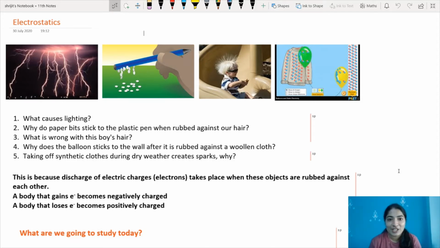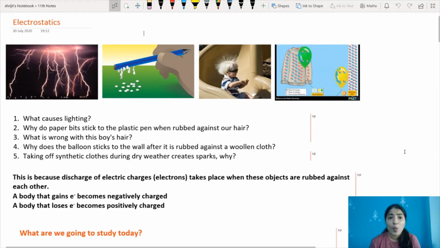Look at the third image. What do you observe? A boy is sliding down and look at the hair. It is all standing up in all direction. But we would like to reason out okay, why that is happening. And if you look at the last image, a balloon is being rubbed on the woolen sweater and then it sticks to the wall. So what is common in all these four examples? So let us quickly go through that.